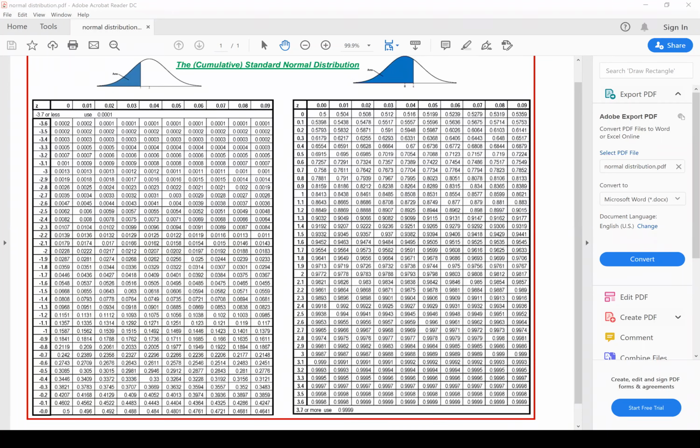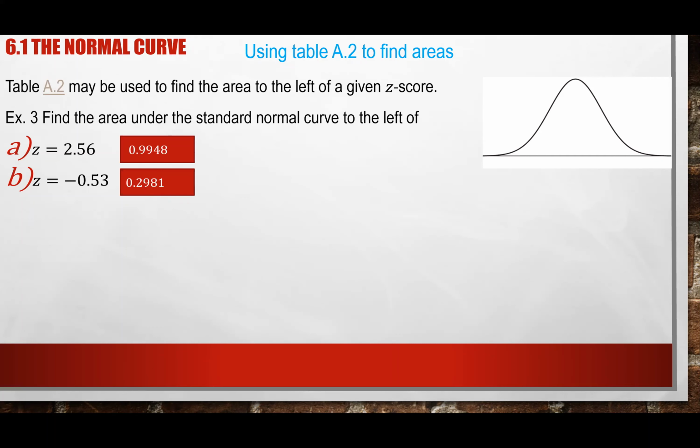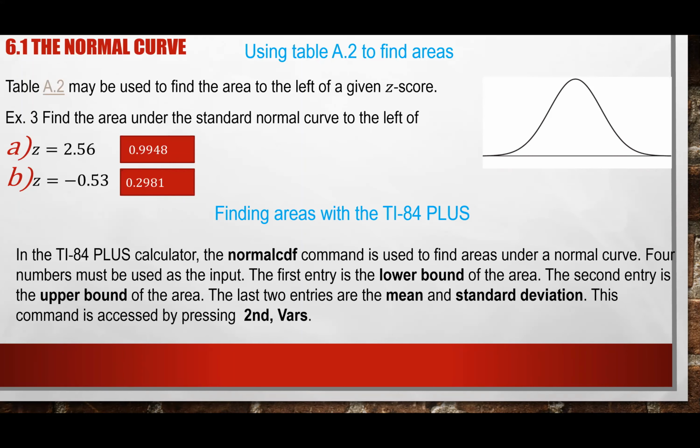But again, I just want to show you that yes, there is the table. On your homework, there is that table, and you can use it to find the area to the left of the z-score, okay? But we won't spend a lot of time on the table, because now you are allowed to use your calculator. So now this is what we will be focusing on, using our calculator to find the area underneath the curve.